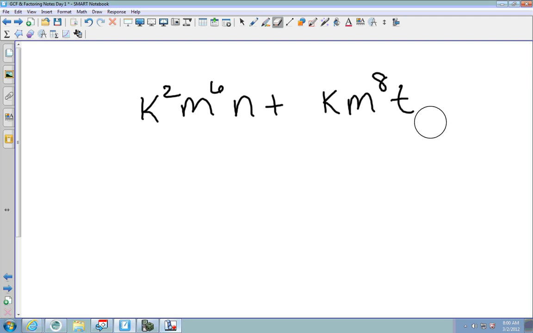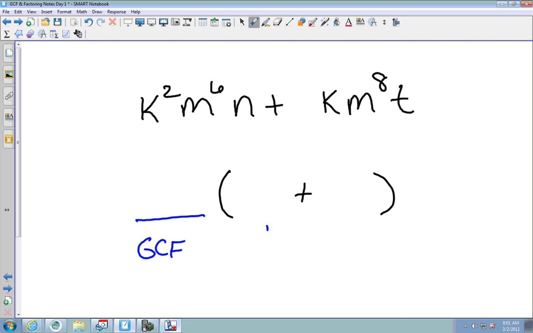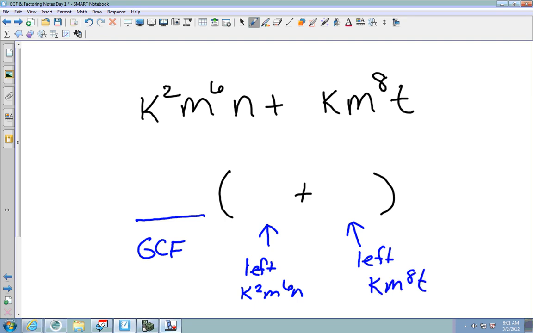Okay, what do you notice that I did now? What did I do now with what I wrote in the problem? I added a what in the middle of it? A plus sign. We are going to factor out the GCF. And what we're going to do, okay, we're going to put the GCF right here, and then in the first term, we're going to put what's left of the K squared m to the 6th n, and in this one we're going to put what's left from the K m to the 8th and the t.